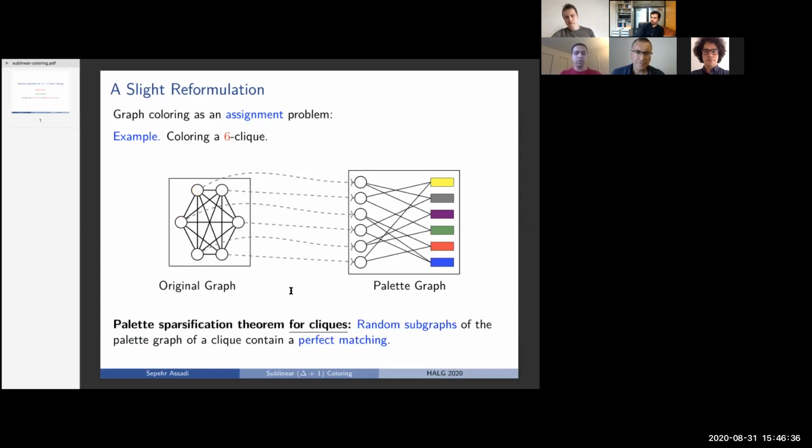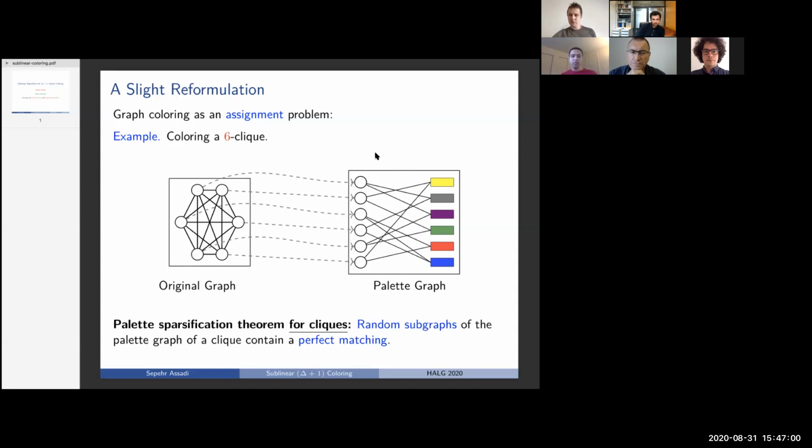So that's delta plus 1 coloring. What is palette sparsification? We start with this palette graph and we sample log n colors for each vertex. So we get a random bipartite graph here where the degree of vertices on the left is log n. And to prove palette sparsification for cliques, the only thing we need to show is that such a random bipartite graph has a perfect matching.